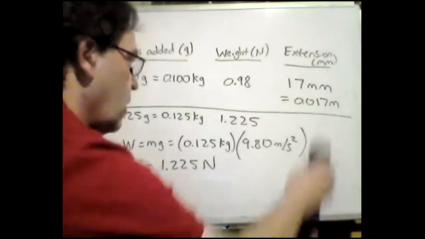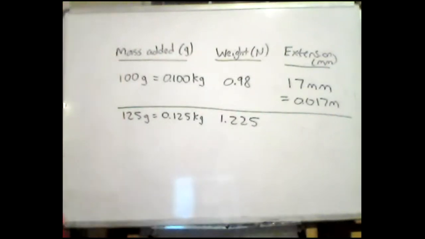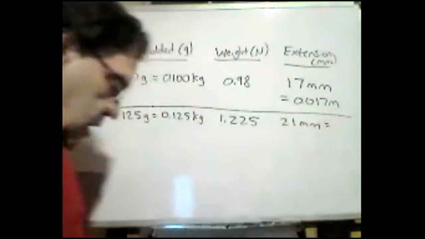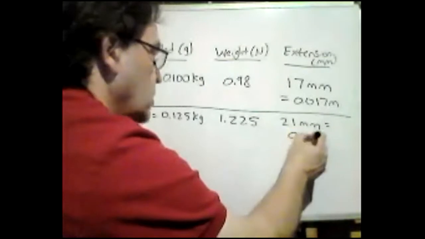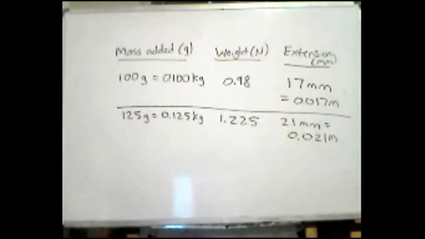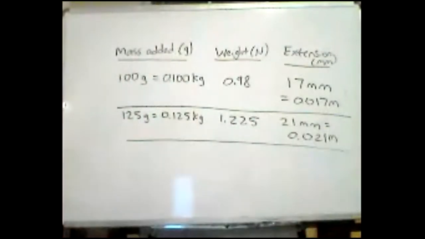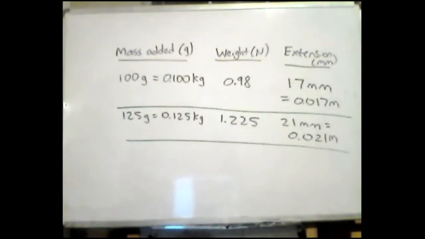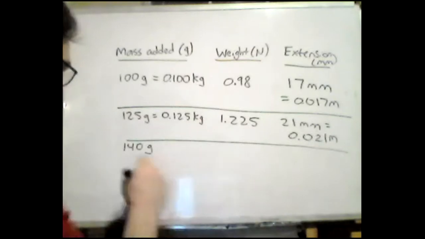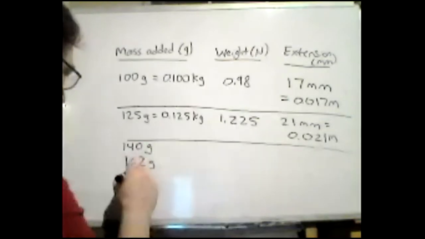Then what did I tell you was the displacement? I said it was 21 millimeters. So over here on the far right, I now have a displacement of 21 millimeters, which is equal to 0.021 meters. That's important. What I did was take other masses that I considered. I did 140 grams and ran through the same steps. I think I did 162 grams. I'll let you do this. I did 211 grams.